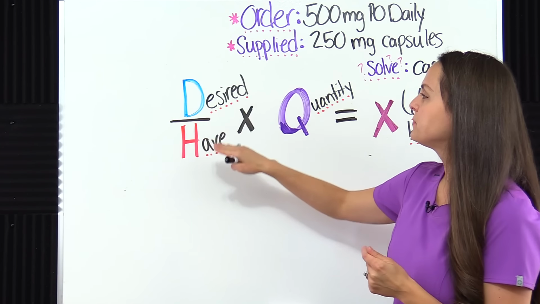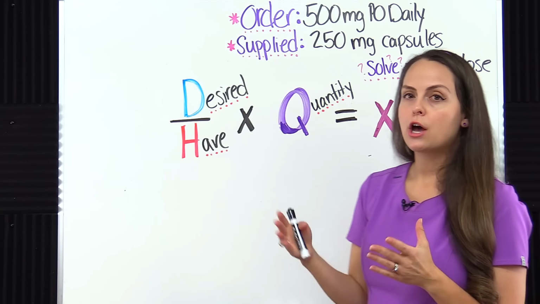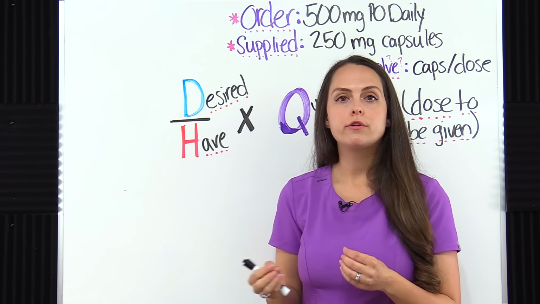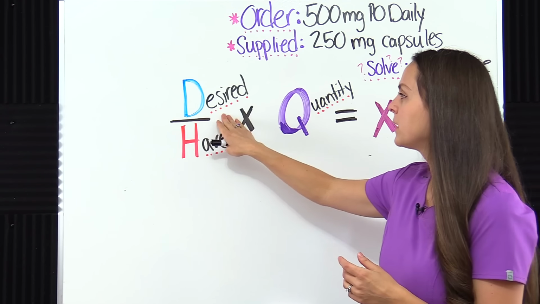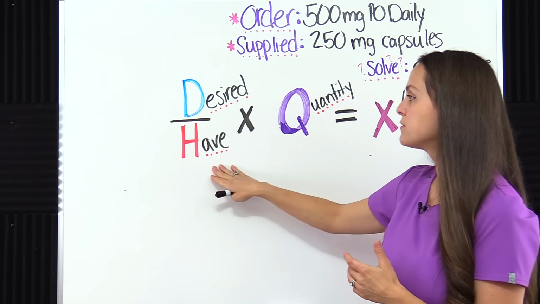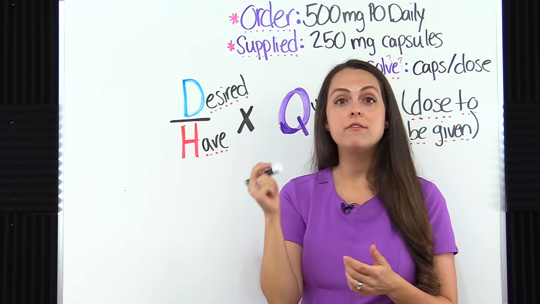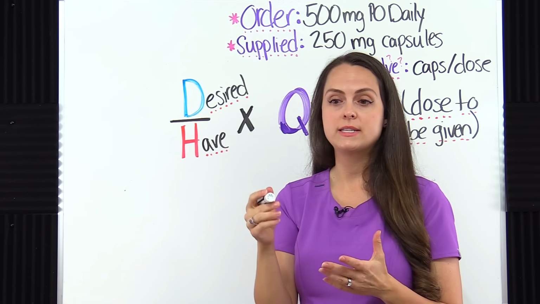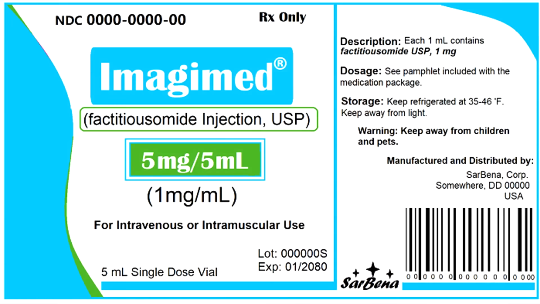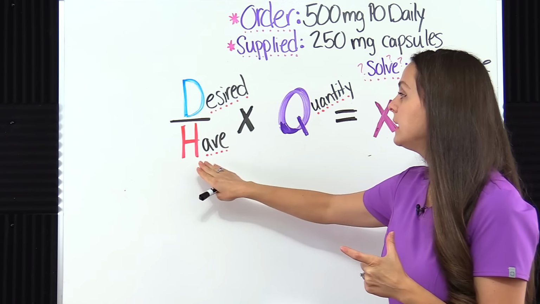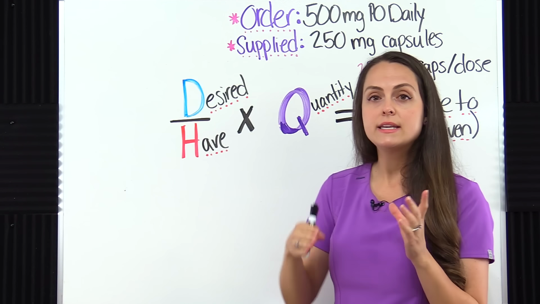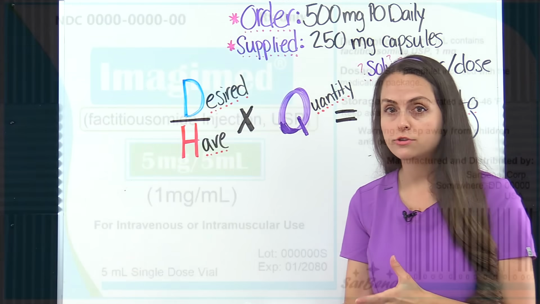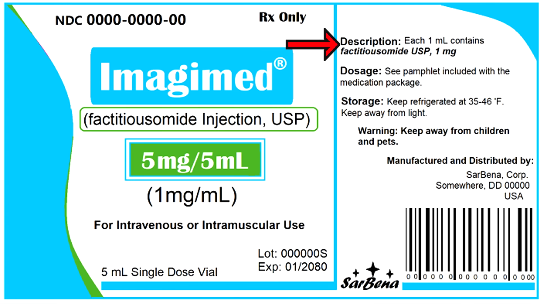We start out with D. D is the desired dose that the prescribing provider has ordered for your patient. So it's going to be the ordered dose that you're going to plug in here. Then it's going to be over H, which stands for have. This is what you have on hand, what you've been dispensed from pharmacy. You get that information from the medication label. You find the dosage strength, and that is what's going to be plugged in here. And that's going to be multiplied by the quantity. The quantity is the volume or the amount of that dosage strength that you have on hand. That's also found on that medication label.